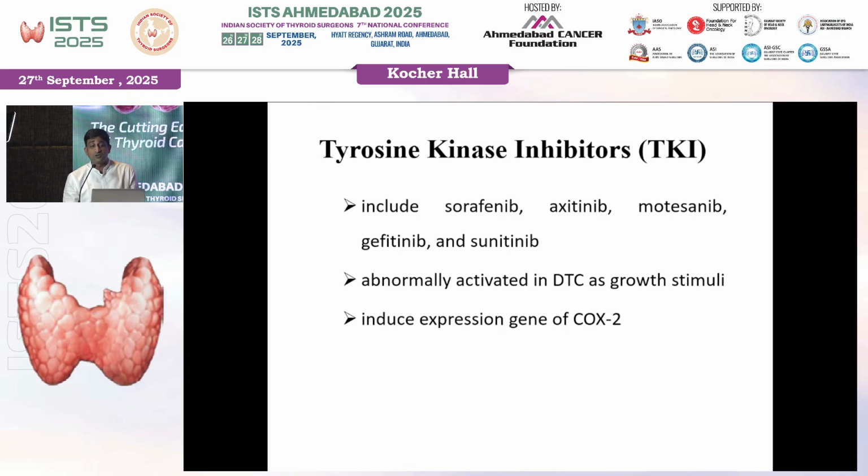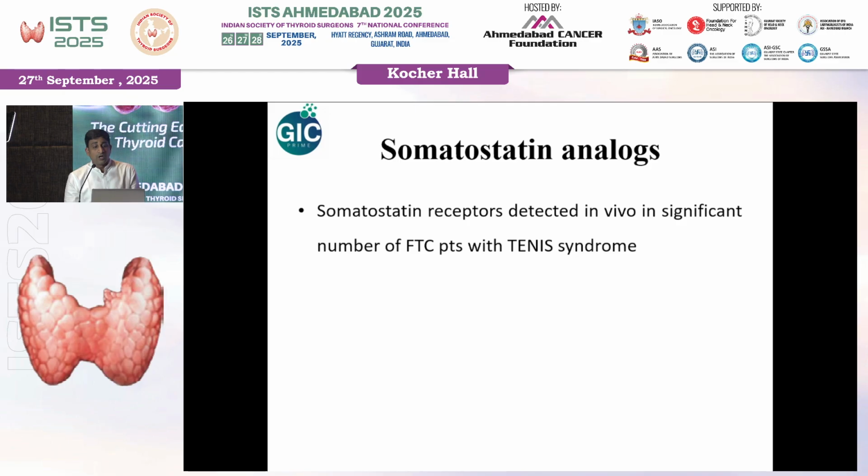The other are tyrosine kinase inhibitors like sorafenib, gefitinib, and sunitinib, which we use for redifferentiation therapy. The other one is the somatostatin analog. Somatostatin receptors are detected in vivo in a significant number of patients with TENIS syndrome, so they can be used for the treatment.